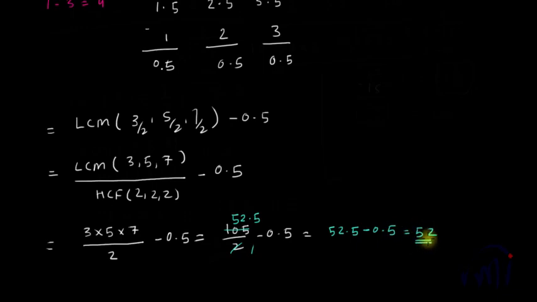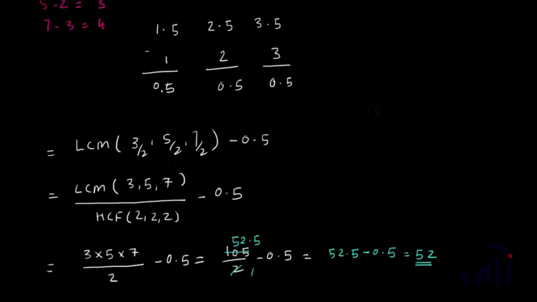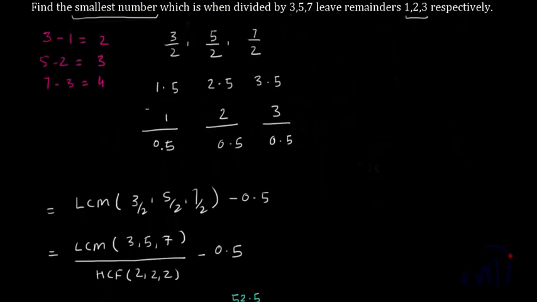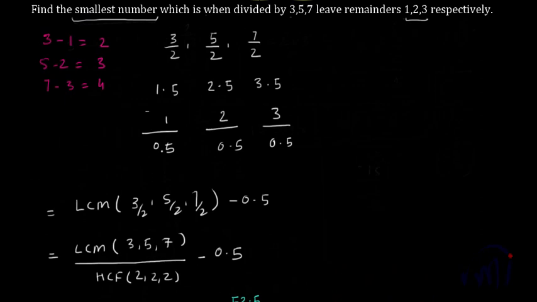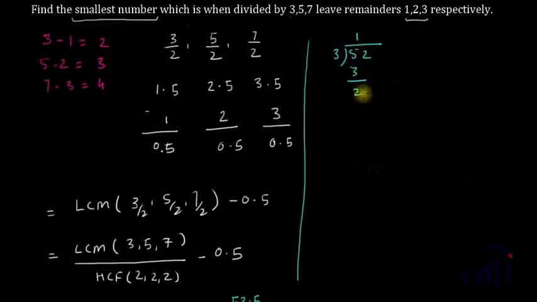So 52 should be the number which, when divided by 3, gives the remainder 1, and when divided by 5 gives the remainder 2, and when it is divided by 7 you get the remainder 3. So let's check it. When I divide 52 by 3, 3 ones are 3, 5 minus 3 gives you 2, and let me note down this 2. 3 sevens are 21, 2 minus 1 is 1, and this is 0. So we are getting remainder 1.